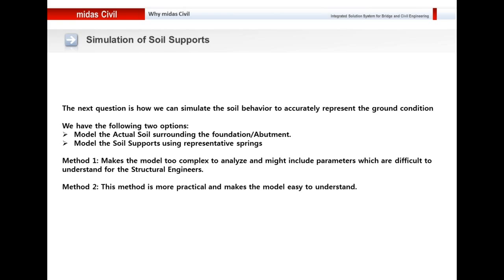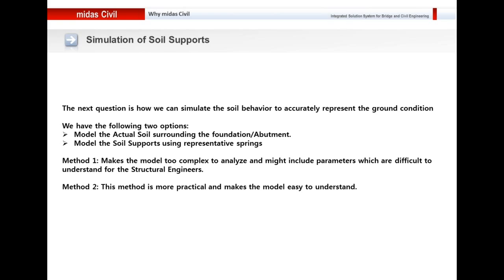The second way to do soil structure interaction is to model the soil supports using representative springs. Instead of modeling the entire soil mass, you can represent the soil using several springs that simulate the soil behavior. So here, this is method 1. Method 1 actually makes the model too complex, but it is very real. The analysis results that you would obtain from this model would be very realistic, and you would obtain a very high precision.